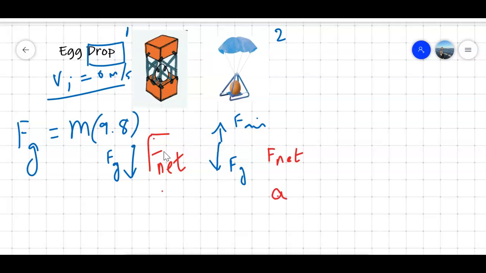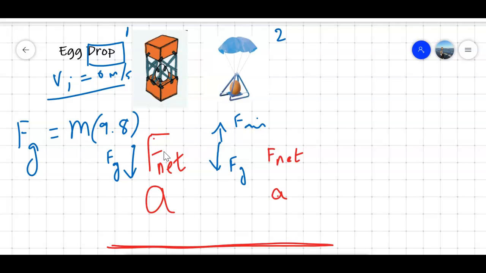So using a parachute reduces the net force and therefore reduces the acceleration. So what is the effect of having a smaller acceleration? By the time these two structures hit the ground, which one do you think will have a higher velocity?